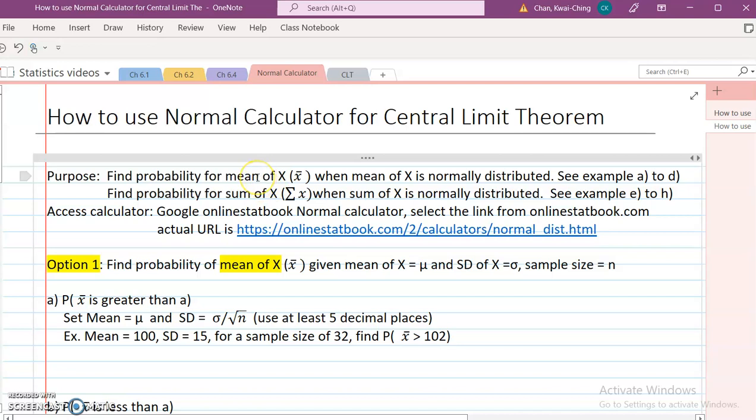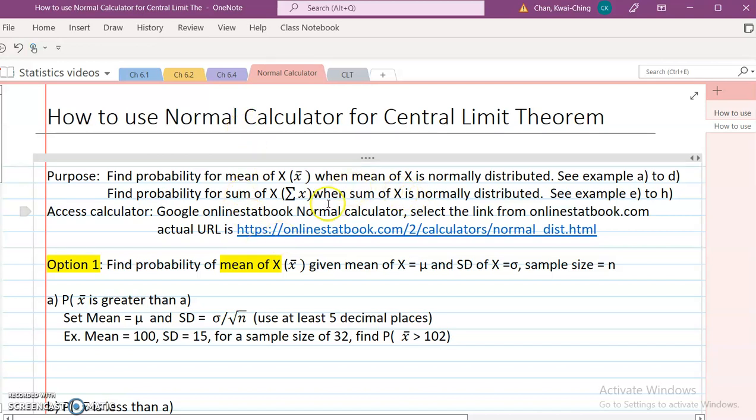So basically, you collect a sample from X, like a whole bunch of X, and then you find the mean, and you want to find what is the chance of you getting this X bar for a certain range of values. You also want to find the probability that after you get a sample, if you add all those X together, the sum of them, what is the chance of getting a sum of a certain value? So you would use the online statbook calculator to do it.